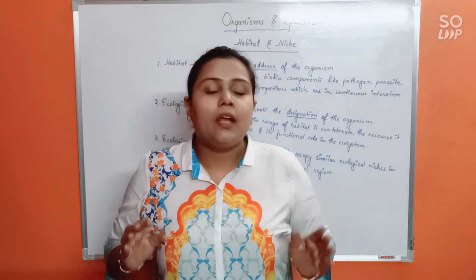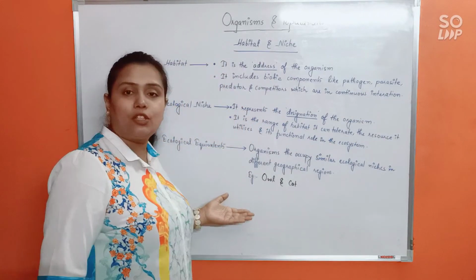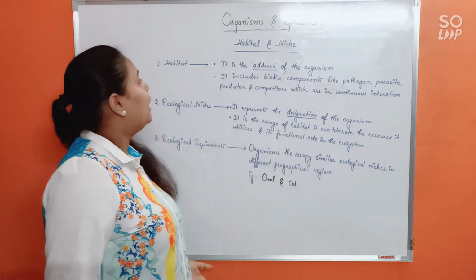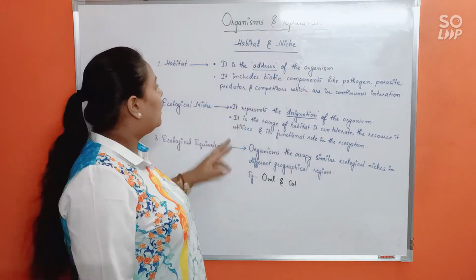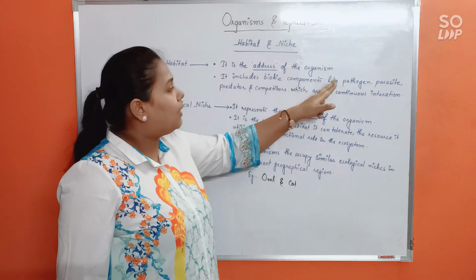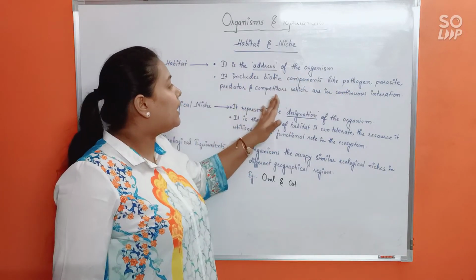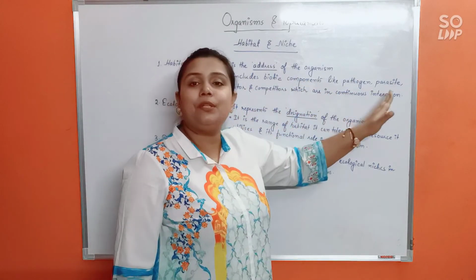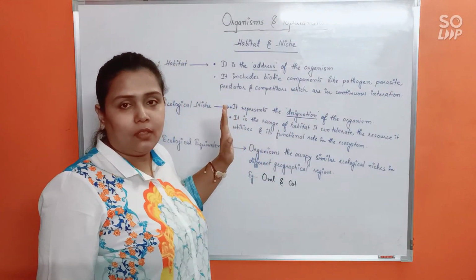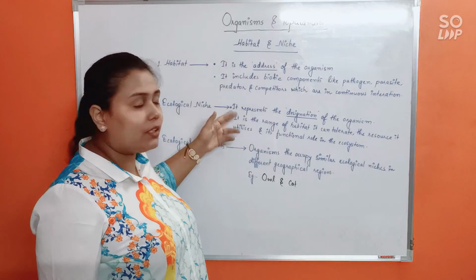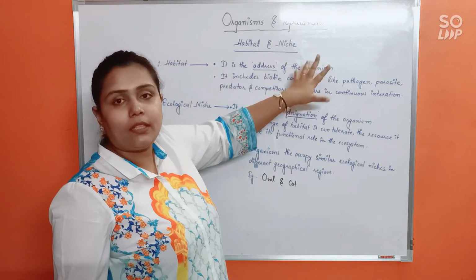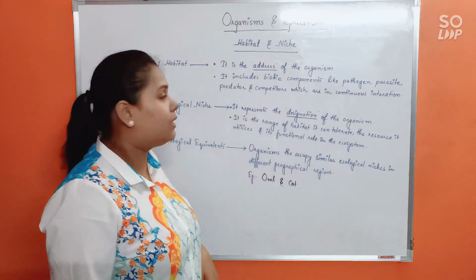Is that clear? Now you can read this definition so that it becomes more clear to you. Habitat is the address of the organism. It includes biotic components like pathogens, parasites, predators and competitors which are in continuous interaction with it. So these organisms are going to continuously interact with this organism. That's how it will survive in the habitat.